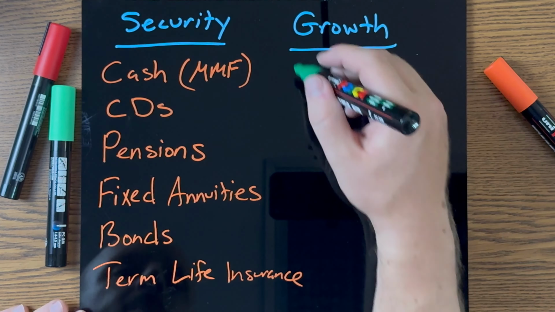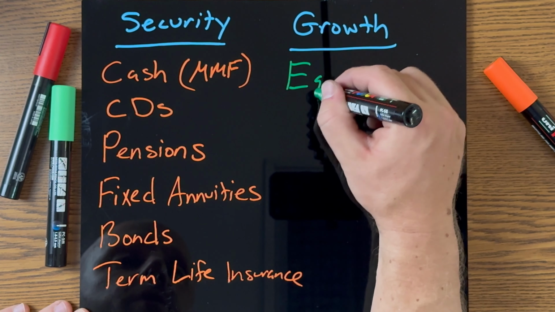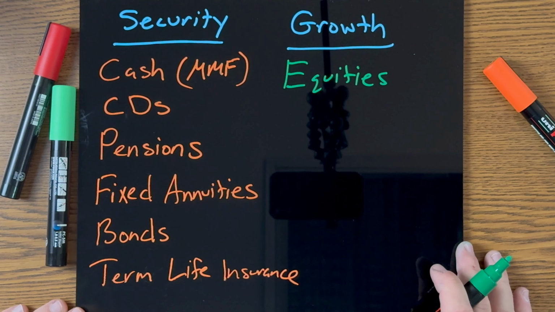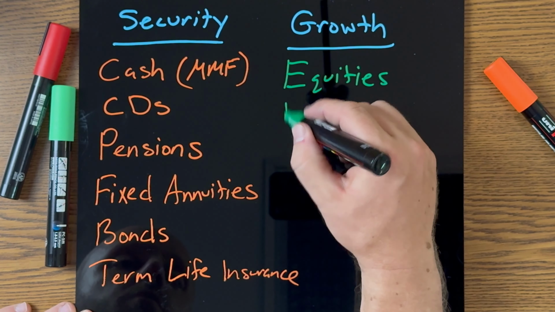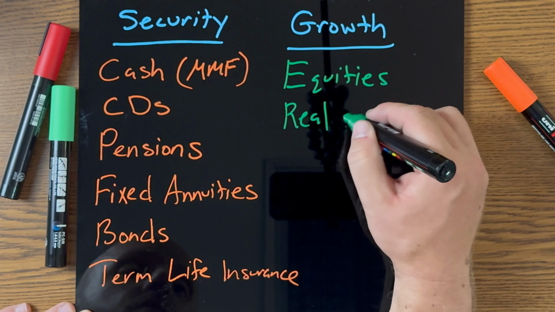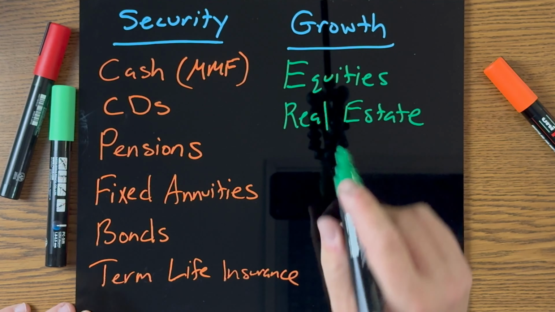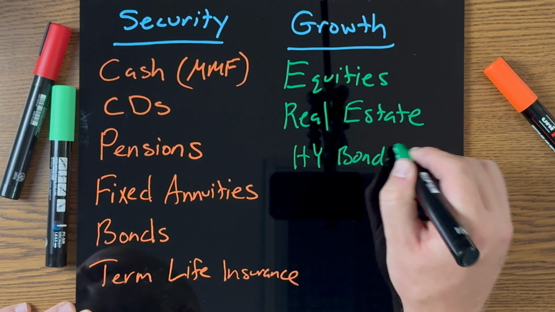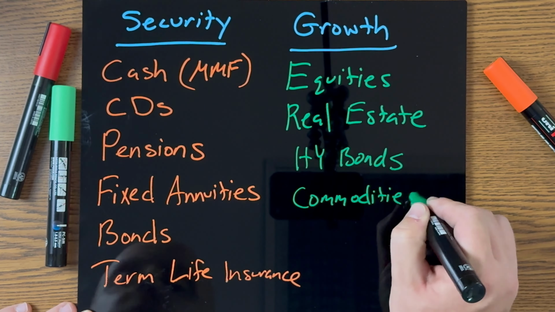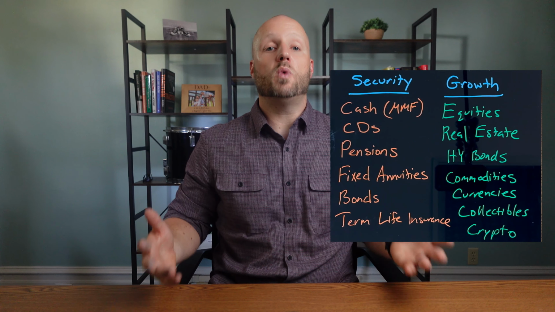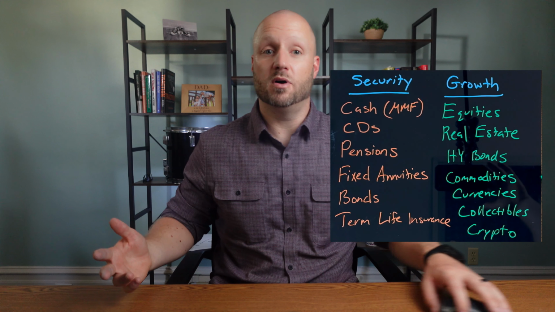Next, we have the growth bucket, which is starting with equities, where you can buy individual stocks or own hundreds of stocks through ETFs or mutual funds. Next, we have real estate, where you buy properties outright or invest in real estate investment trusts. Other options include high yield bonds, commodities, currencies, collectibles, and cryptocurrency. As you can see, the ways you can invest are endless, but it all comes down to three crucial points.